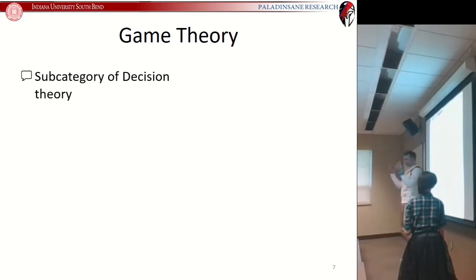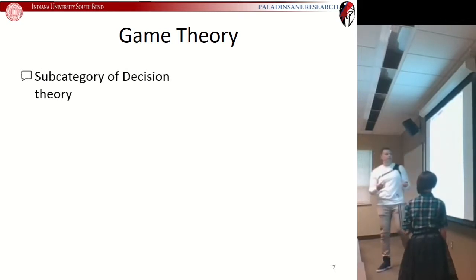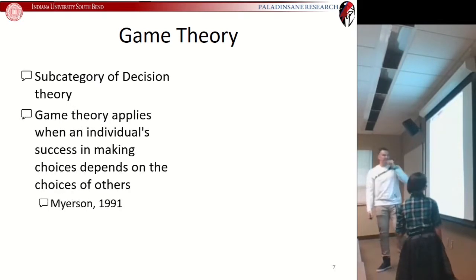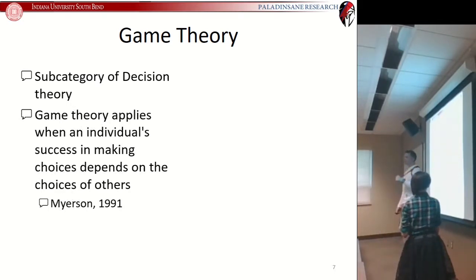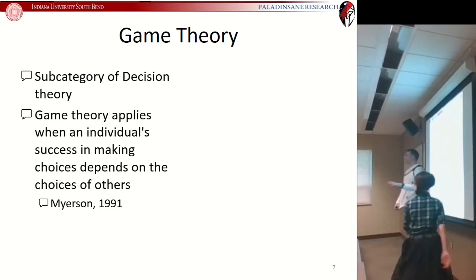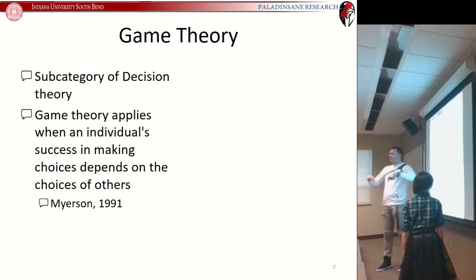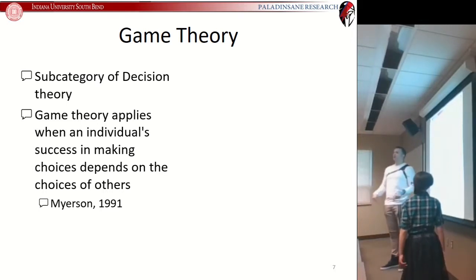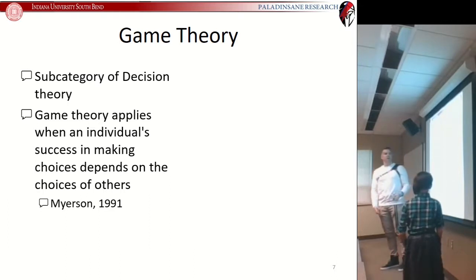Game theory is a subcategory of decision theory, and it applies when an individual's success in a particular decision-making situation depends upon the choices of others. So that's the new wrinkle that we have. Your success in a game theory situation depends upon what other people actually do.